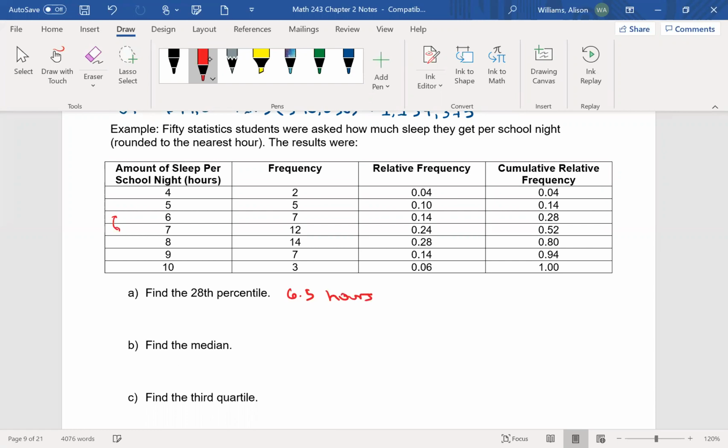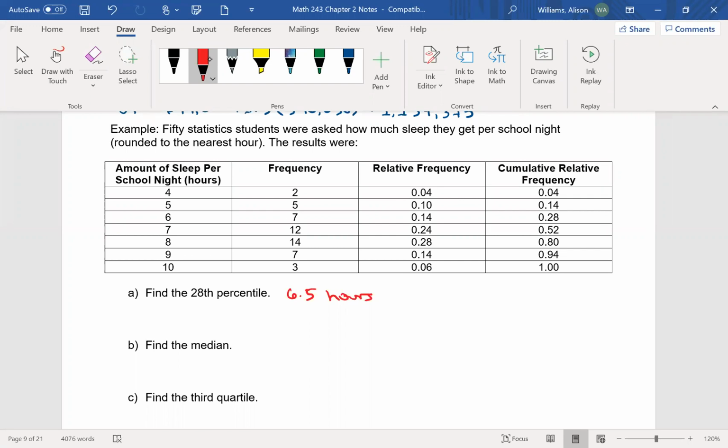Now, I think there's an argument to be made to say that simply the 6 hours represents the 28th percentile, because 28% of the data is represented as 6 or less. All right. But some people will argue that 6.5 is necessary to satisfy the "or less" part, that it's literally less than 6.5 hours. Okay, let's look for the median.